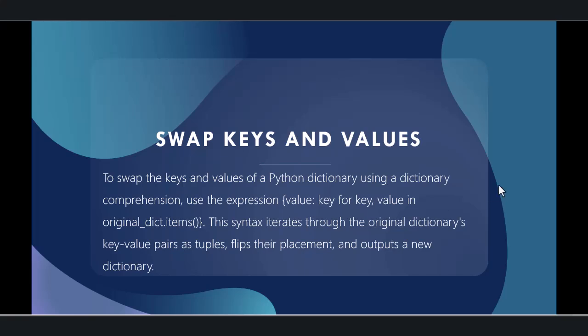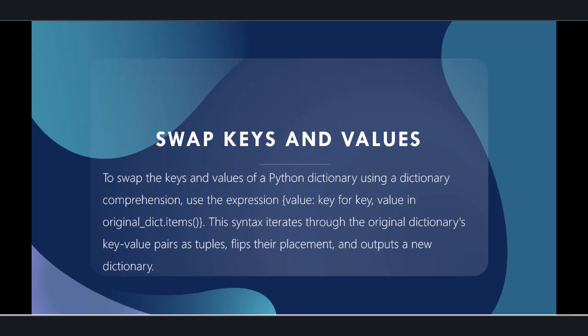This iterates through the original dictionary as tuples, and then it flips their placement. As we want to swap or exchange the keys and values, it will flip their placement, and in the new dictionary which we have created, the values can be stored.